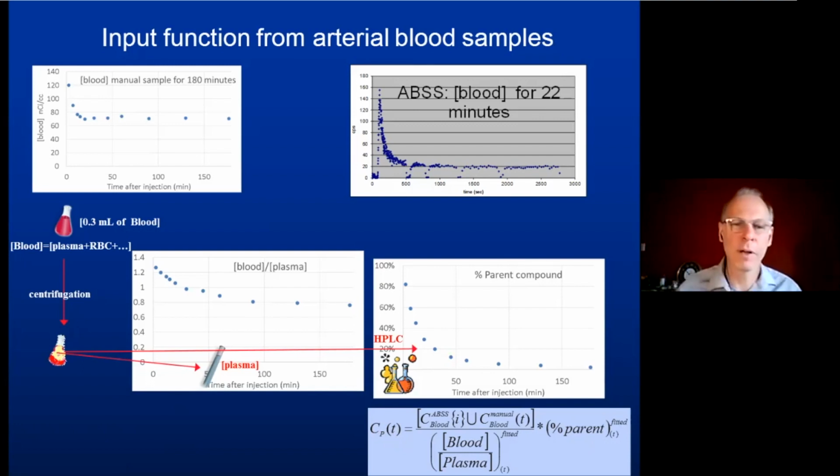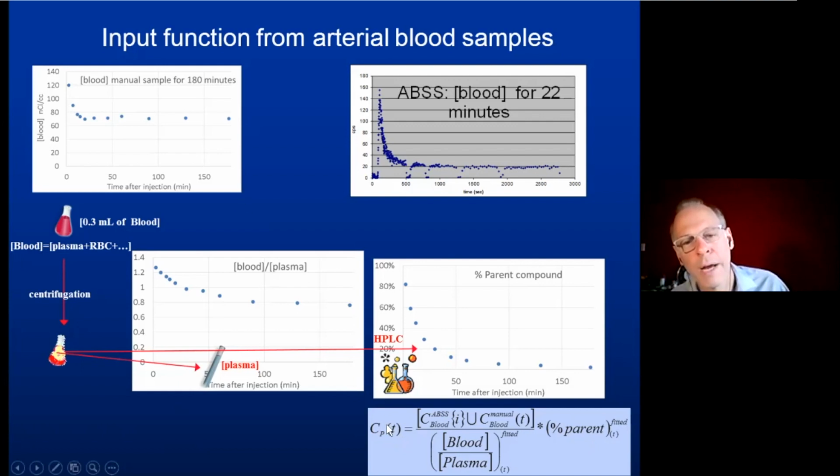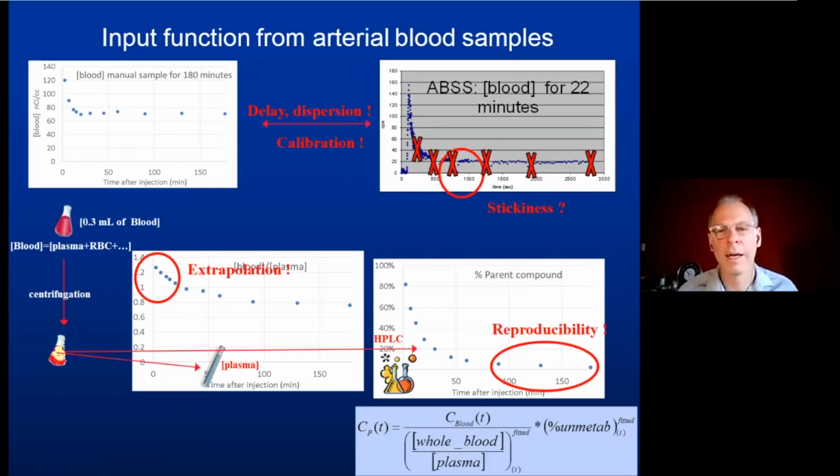I have gone too quickly through these plots, because my plan now is to discuss these steps one by one. This way to estimate the input function is full of pitfalls, and I will, in the next slide, show how I deal with them.